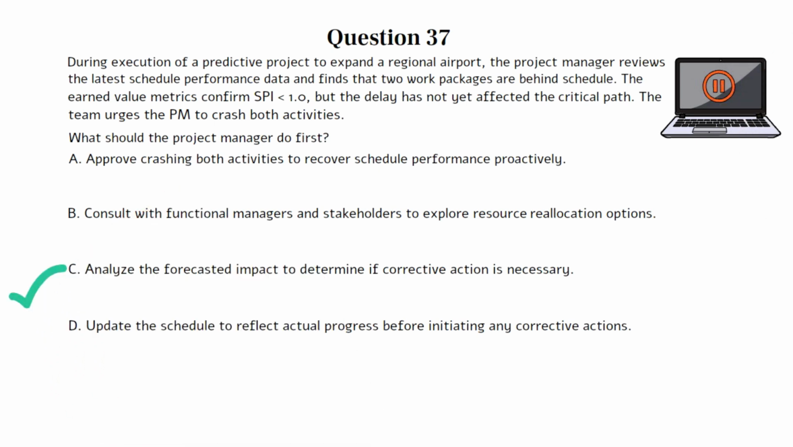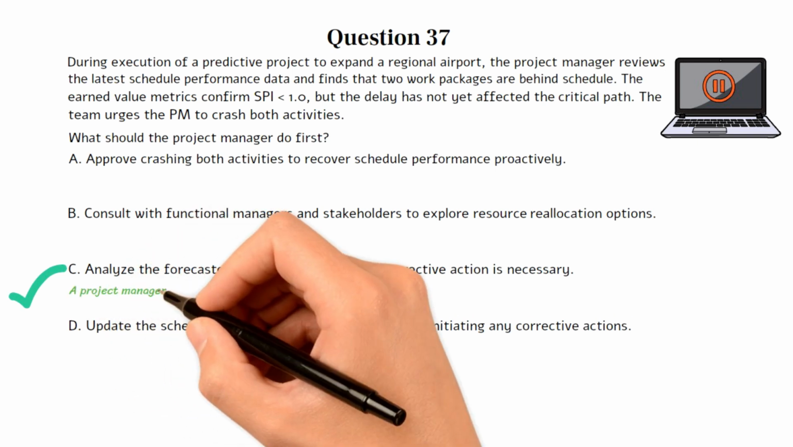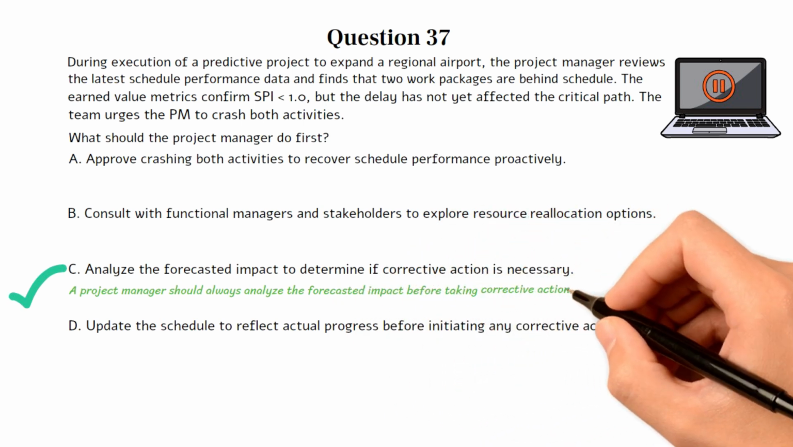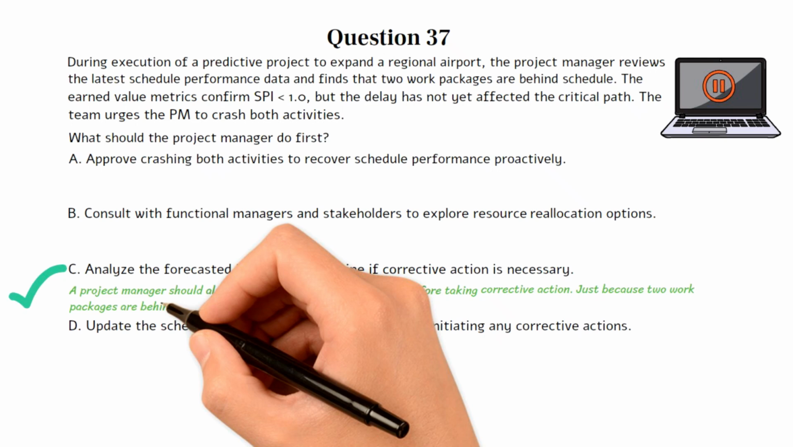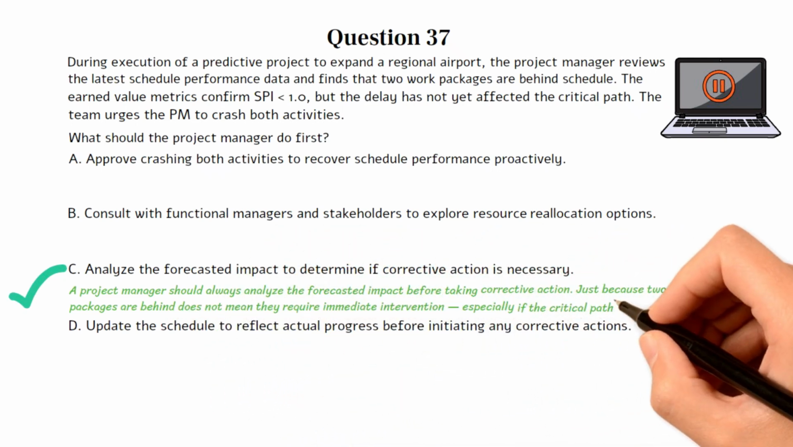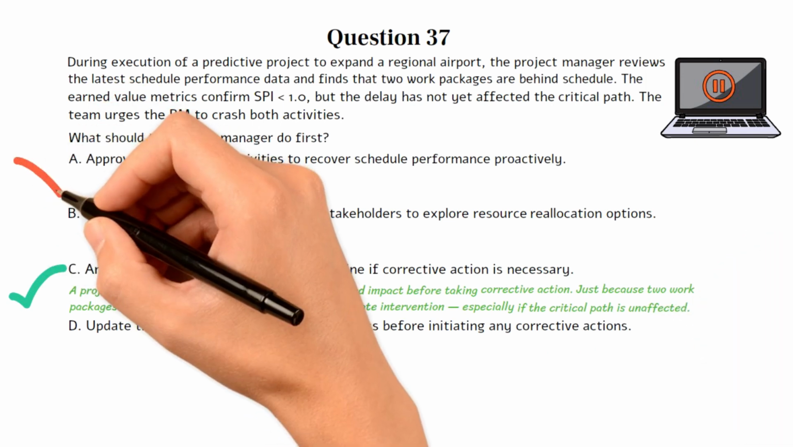This question tests your understanding of schedule control and how to respond appropriately to performance data in a predictive project. It emphasizes the importance of using analysis to drive decision-making rather than reacting impulsively to SPI indicators. Choice C is the best option because a project manager should always analyze the forecasted impact before taking corrective action. Just because 2 work packages are behind does not mean they require immediate intervention, especially if the critical path is unaffected.